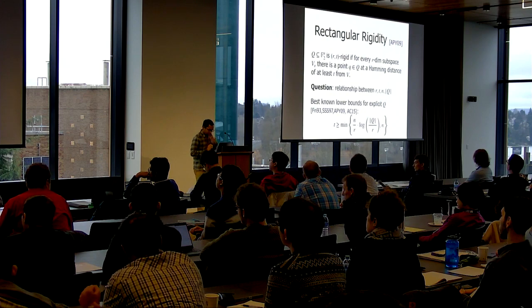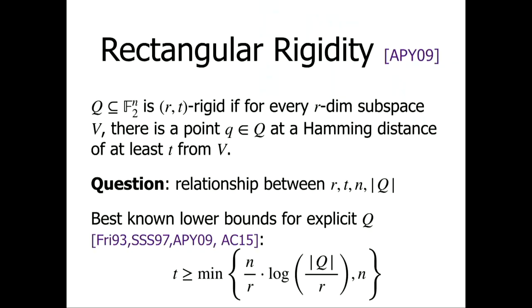Good. Okay. So what we want for this question is to be able to produce explicit sets Q, and to understand the relationship between R, t, n, and the size of Q. For instance, if you pick an n-squared size set at random, then it will be rigid with parameter t being at least omega of n over log n, for R being even n over 100 or something. Even if you look at the distance from n over 100 dimensional subspaces, you still get n over log n as the distance. But then the best known explicit lower bounds for this are of the form where t is at least n over R times log of size of Q over R, where t is the sparsity parameter and R is the rank parameter.